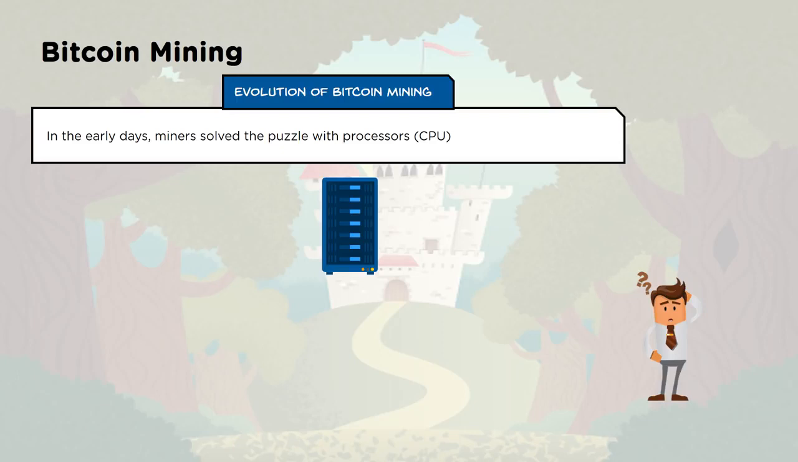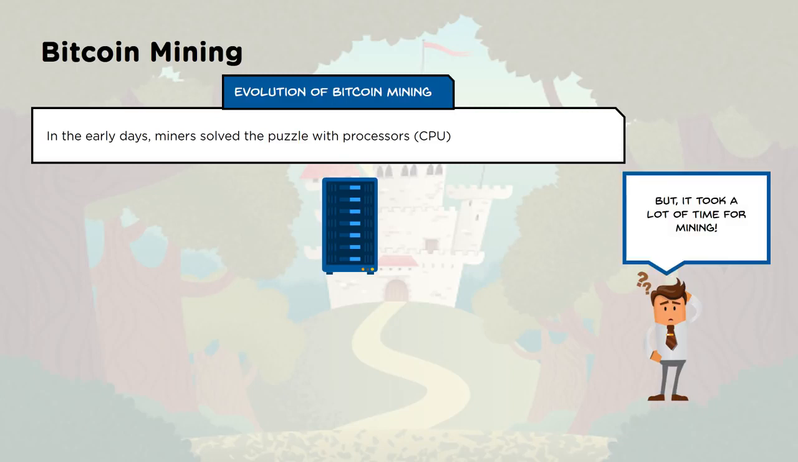So in the early days, miners used to solve the puzzles using regular processors, the central processing units, CPUs. Though the difficulty levels were low, it still used to take a lot of time for mining.